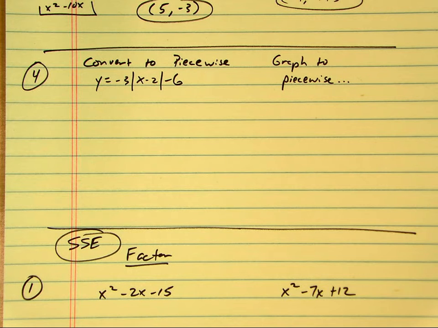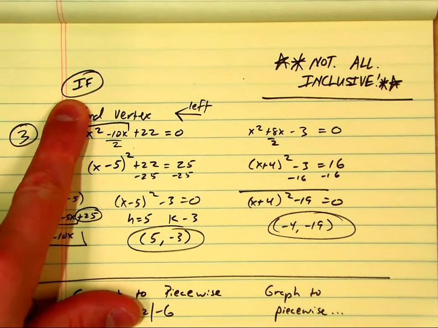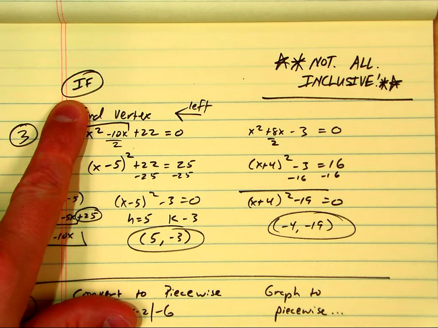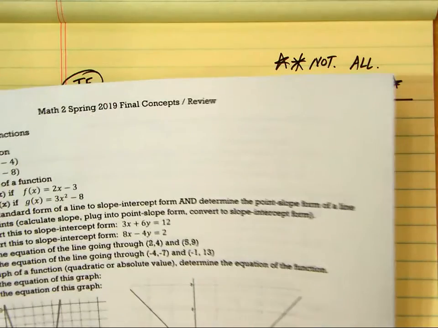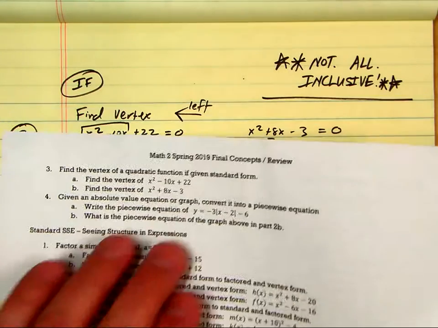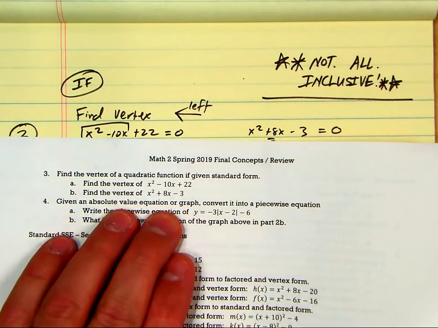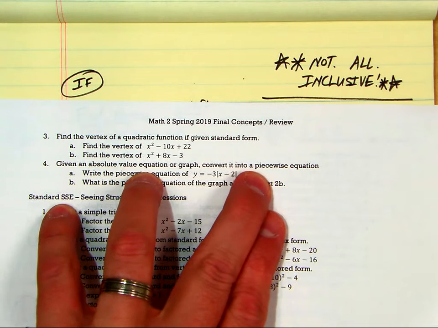Alright, recording now. Here's the fourth video in the IF, which is Interpreting Functions standard, for the Math 2 second semester final exam. This is spring 2019. Remember, the review documents on OneNote and the video series are not all inclusive. What we're doing here is, given the absolute value equation or graph, convert it to piecewise.